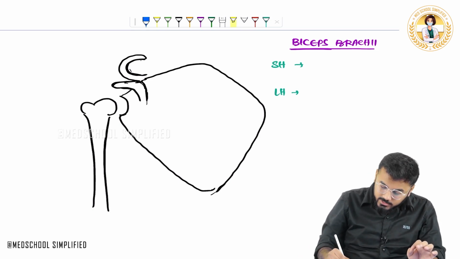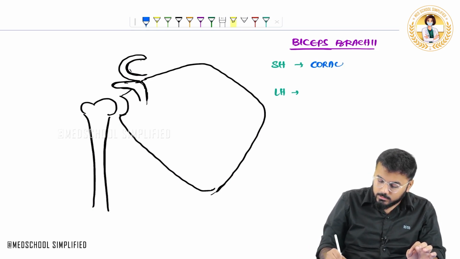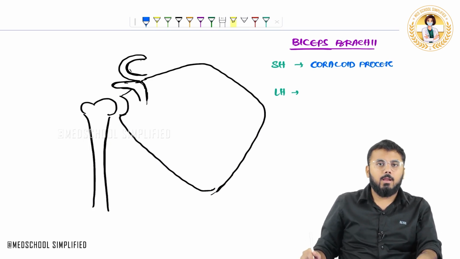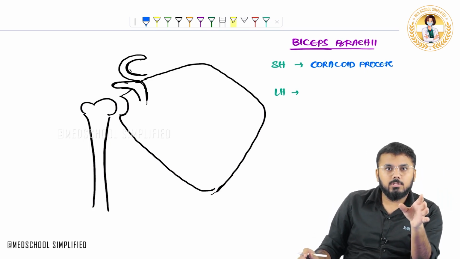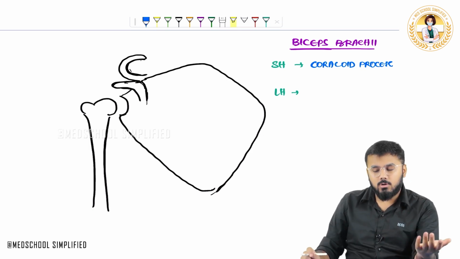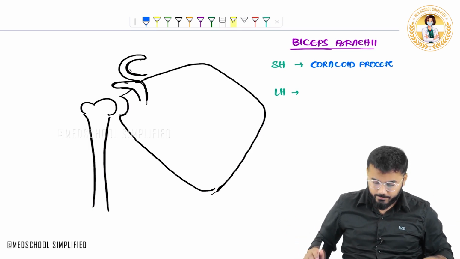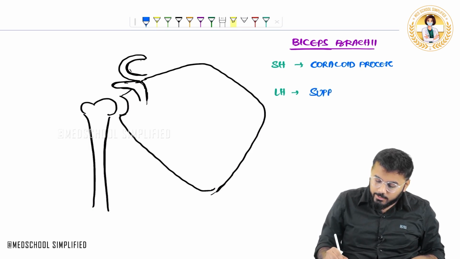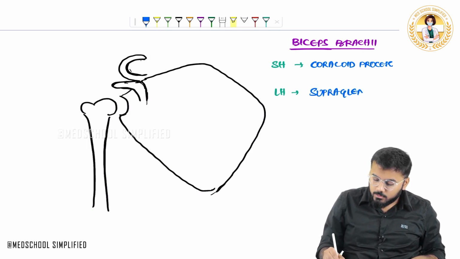Short head originates from the coracoid process. From the coracoid process of scapula. Now don't confuse coracoid process with coronoid process. Coronoid process is present on the ulna bone. This is the coracoid process which is present on your scapula. Next we have got the long head. Long head starts from the supraglenoid tubercle. I will show you what that is.